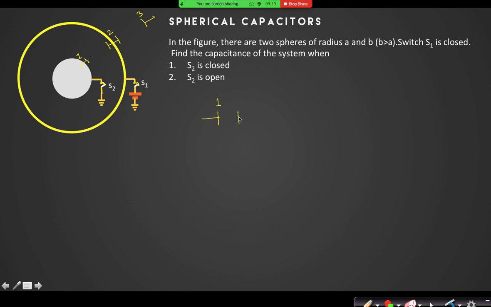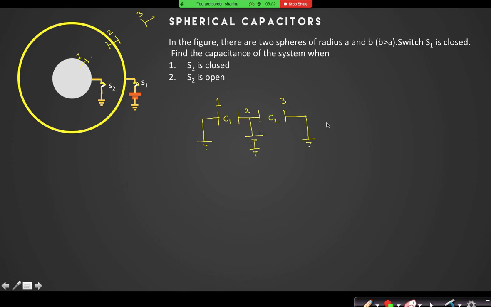Plate 2, one plate is inner surface of the outer shell. Another one is outer surface of the outer shell. And there is one plate I have assumed at infinity. Plate 1 is also connected with earth, and plate 2 is connected with a battery like this. I know what is capacitance C1 and C2.